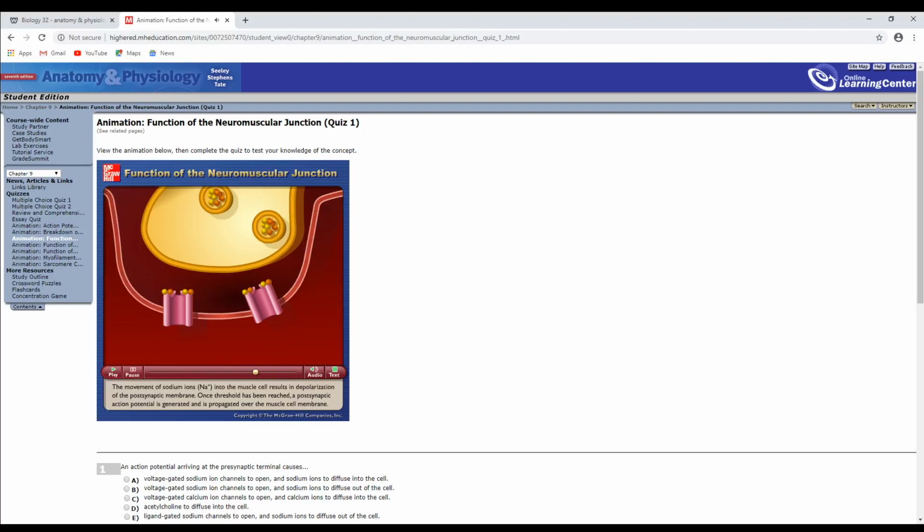Acetylcholine is broken down to acetic acid and choline in the synaptic cleft by the enzyme acetylcholine esterase. The choline is reabsorbed by the presynaptic terminal and combined with acetic acid to form more acetylcholine, which enters the synaptic vesicles.